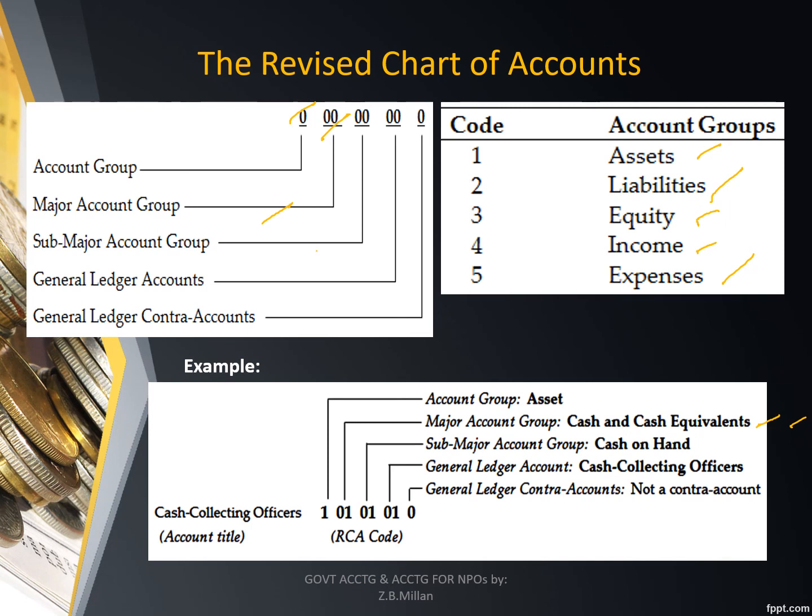Sub-major account, for example, sa cash and cash equivalent is cash on hand, cash in bank, petty cash fund, and so on. For the 6th and 7th digit, this will refer doon sa general ledger account, kung ito ay cash collecting officer, and so on. And then the last digit will correspond doon sa ating general ledger accounts, kung ito ay contra accounts such as allowance and accumulated depreciation.